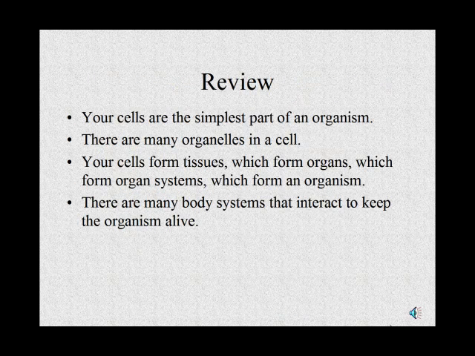Alright, let's go back and look at what we've talked about in this unit. We talked about your cells and how they're the simplest part of an organism, and that they're made of many organelles that have different functions. Those cells work together and form tissues. Those tissues will work together to form organs. Your organs work together to form organ systems, and your organ systems work together to form an organism. And there are many different body systems in an organism that interact to keep that organism alive. And each one of those systems have a different function.